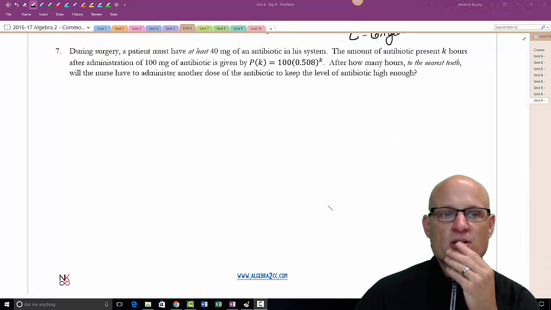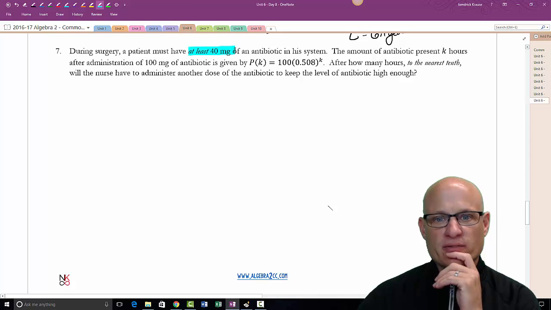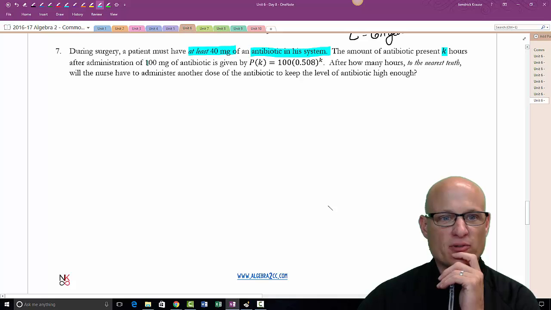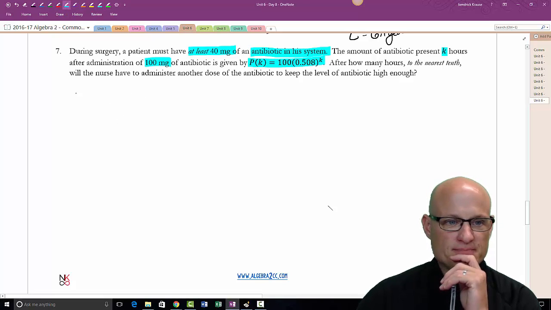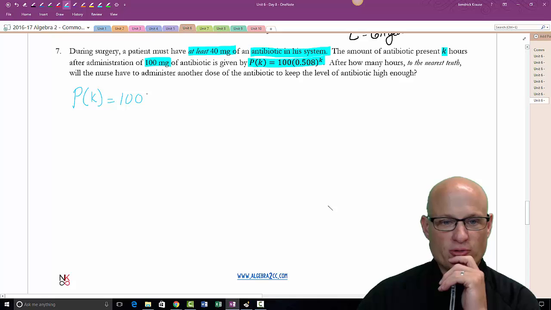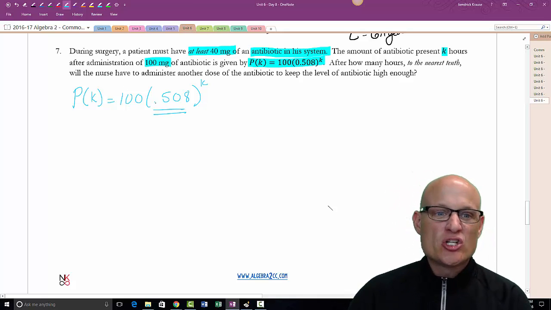Yeah. So during surgery, a patient must have at least 40 milligrams of an antibiotic in their system. The amount of antibiotic present K hours after administration of a 100 milligram antibiotic is given by this equation. So let's write that equation down. They gave it to us. You might as well write it down. P of K is equal to 100. There's our initial dose, 0.508 to the K. Now, since this is less than 1, this is exponential decay.